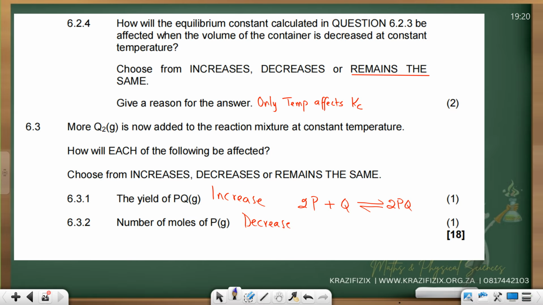Quickly, guys, just to make sure we understand this. If I increase this, the system will now say I have extra. So what does it want to do? Use it up quickly. In using it up, more products are then formed. So the forward reaction is favored. More, and these two will decrease. Guys, I hope the lesson made sense to you.